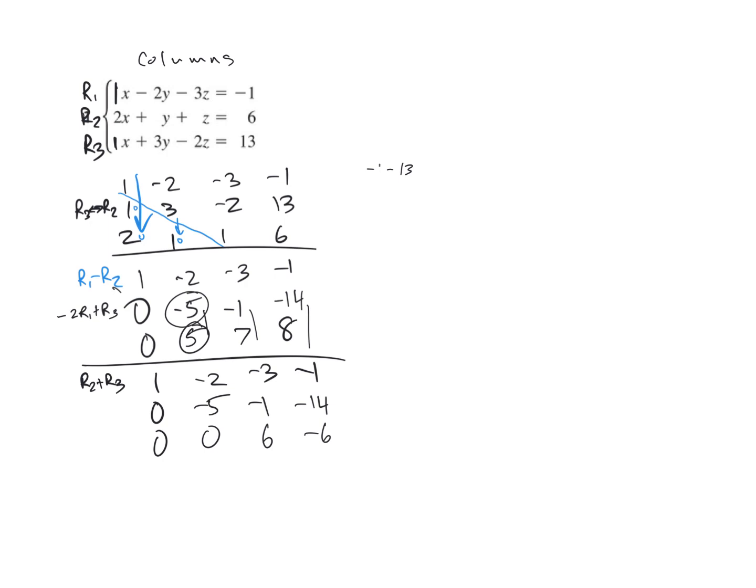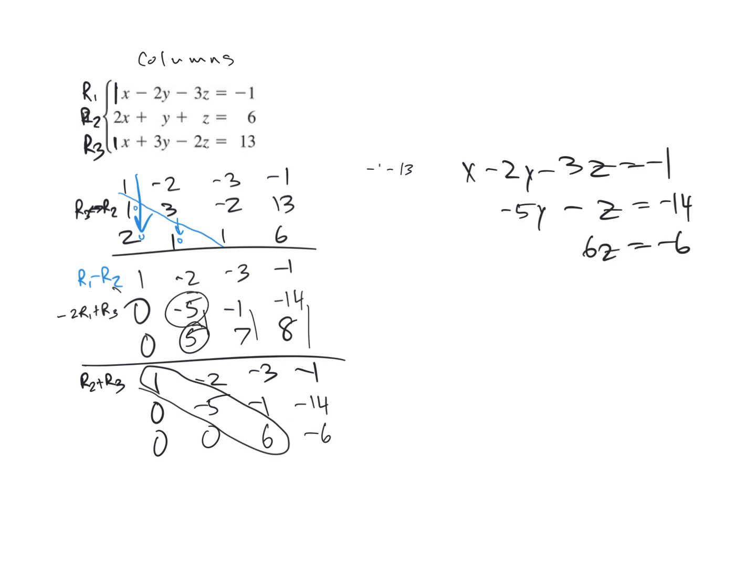Technically, you need to make this whole row of 1s to be in row echelon form, but we can solve it at this point. So here's what we have. You have x minus 2y minus 3z equals -1, and then you have -5y minus z equals -14, and then you have 6z equals -6. That's good enough because now we know what z is.